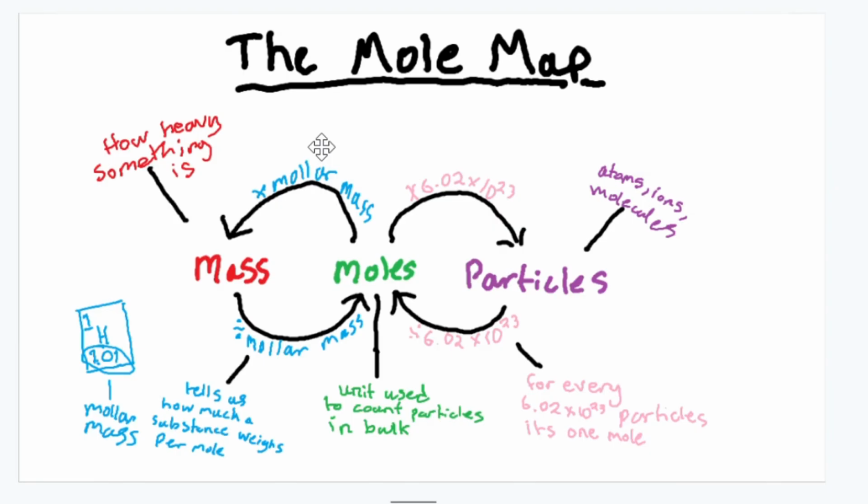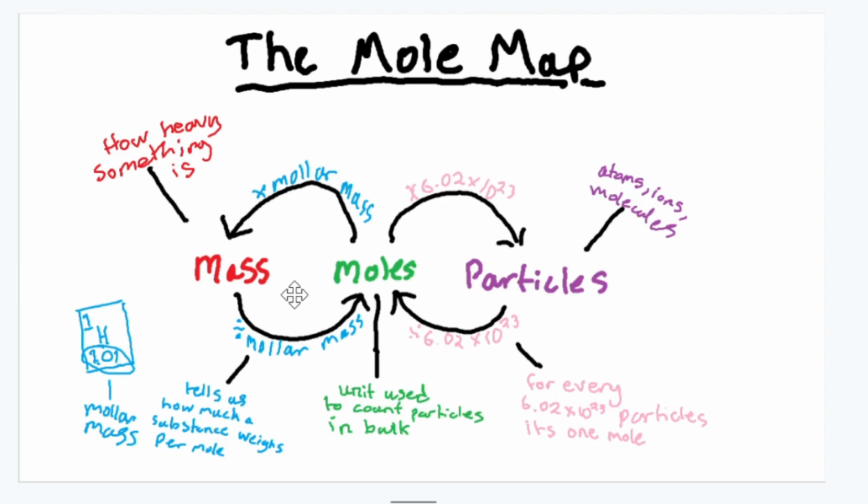The mole map has three things that you're really going to need to know. That is mass, which is how heavy something is, moles, which are units used to count particles in bulk, and particles, which are just ions, atoms, and molecules. First, we're going to talk about how to convert from mass to moles, moles to particles, and how to convert them in general.